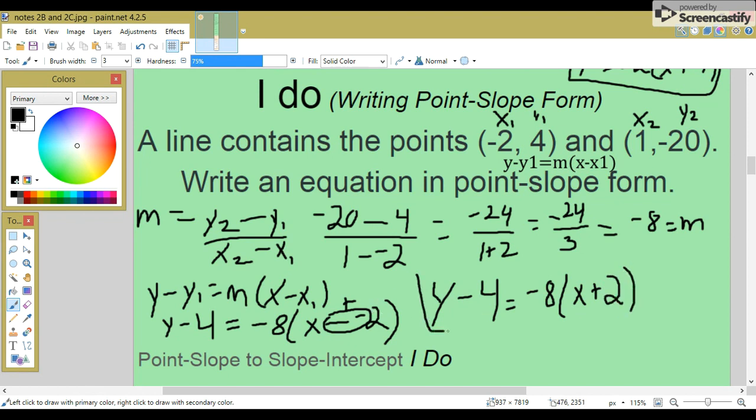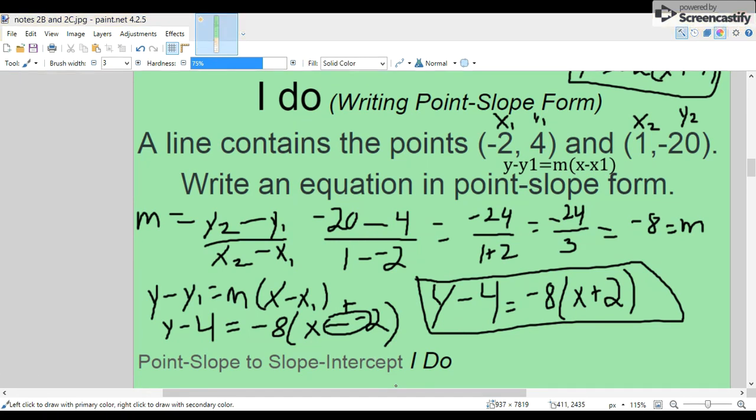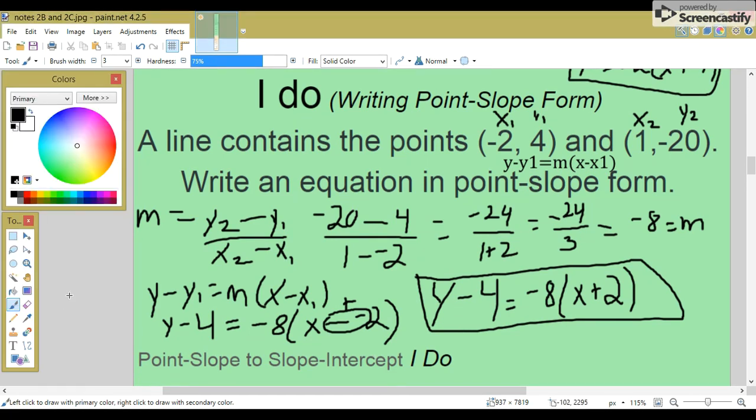And notice if you look at our first point, the signs are opposite. Instead of a negative 2, we have a positive 2. Instead of a positive 4, we have a negative 4. We could have also used the other point. You would get the same answer. Let's look at the next one.